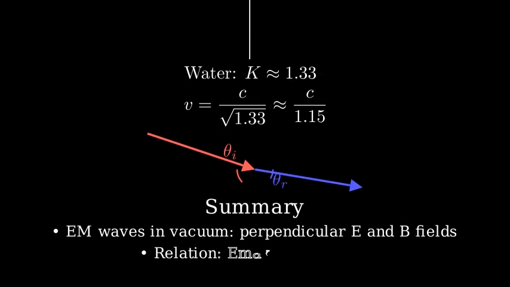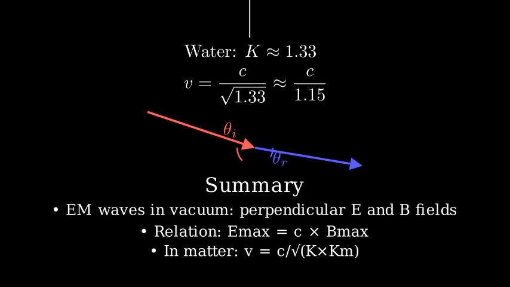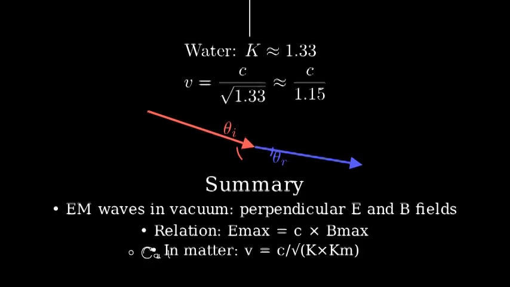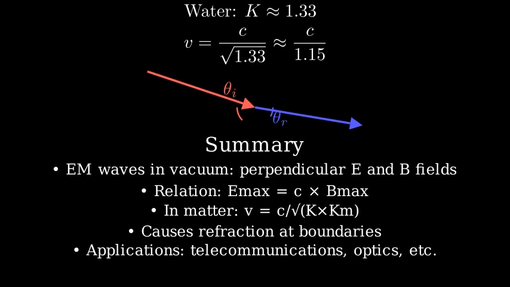The electric and magnetic fields oscillate sinusoidally and are related by E max equals c times B max. In matter, the wave speed decreases to v equals c over the square root of K times Km, where K is the dielectric constant and Km is the relative permeability of the material. This change in speed leads to important phenomena like refraction when waves cross boundaries between different media. Understanding electromagnetic waves is crucial for many applications from telecommunications to optics and beyond.